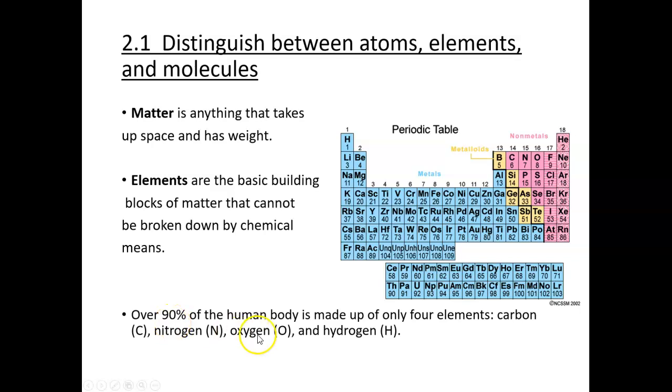Over 90% of the human body is made up of only 4 elements, and they are carbon, and you can see that they all have a designation. Carbon's capital C, nitrogen, oxygen, and hydrogen. So 90% of the human body is made up of just those 4 elements.